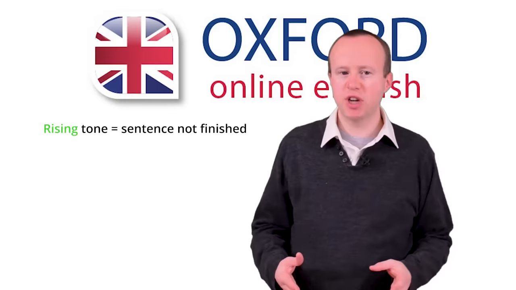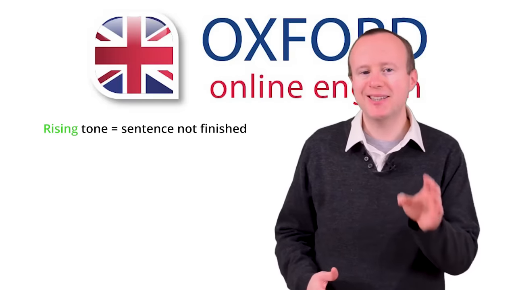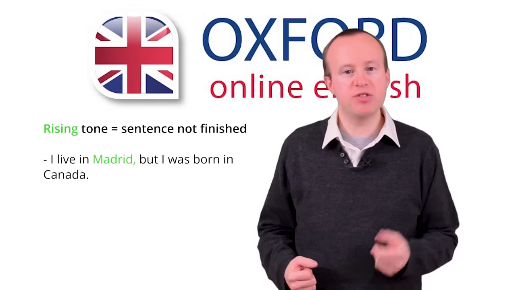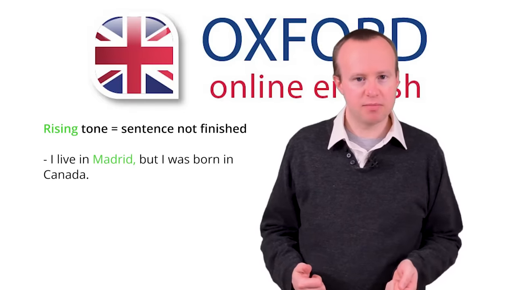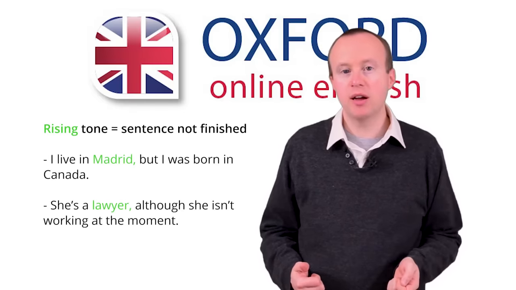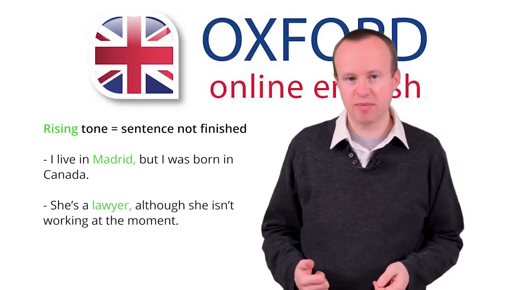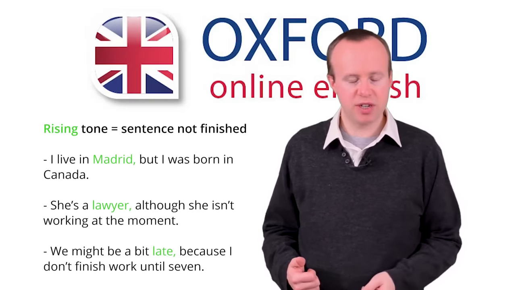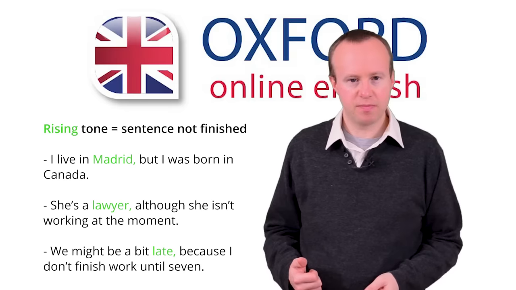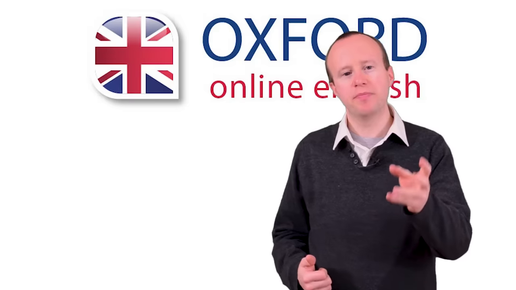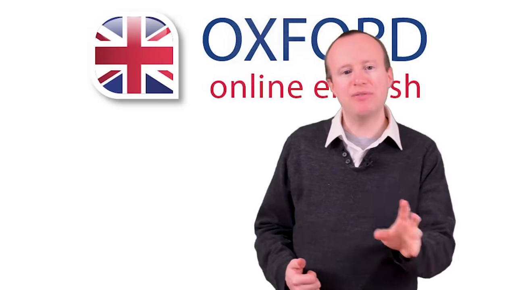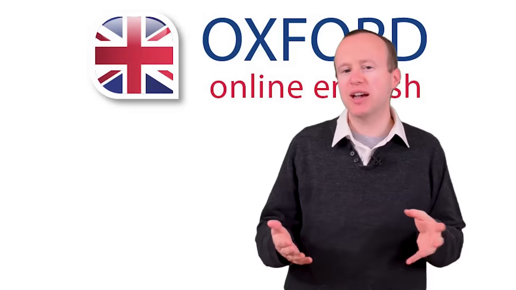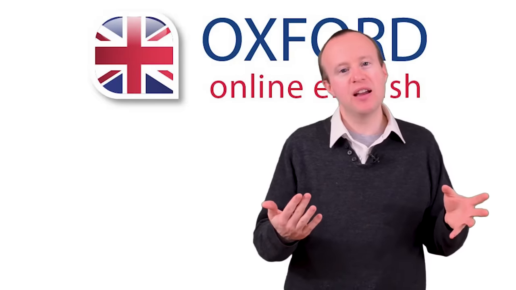You can use a rising tone to show that your sentence isn't finished yet. For example, I live in Madrid, but I was born in Canada. She's a lawyer, although she isn't working at the moment. We might be a bit late because I don't finish work until 7. That's the most basic rule, and it's important. If you don't use rising and falling tones in the right places, people won't understand whether you've finished speaking or not.